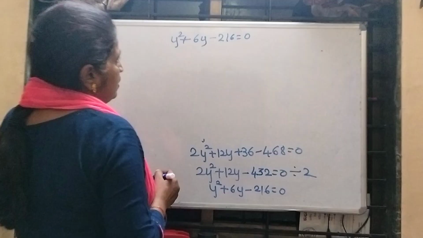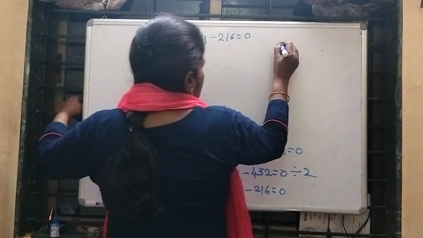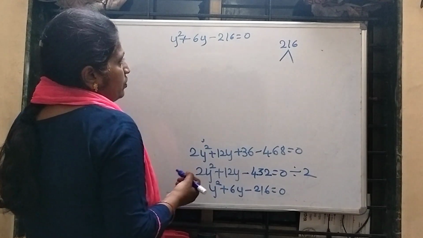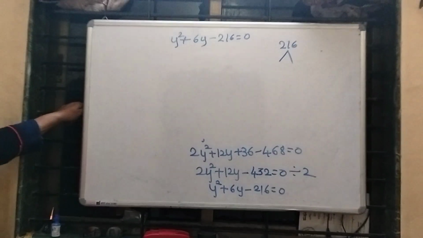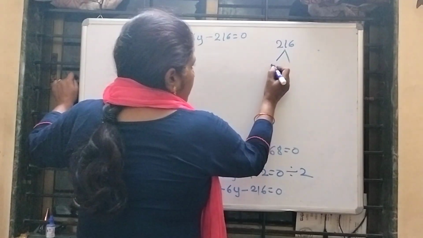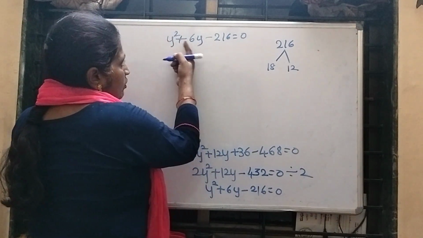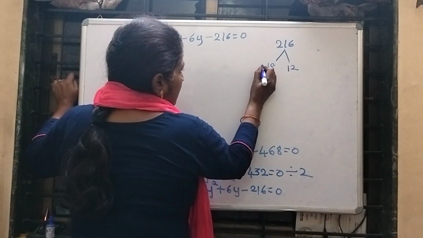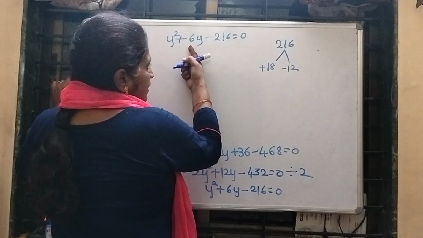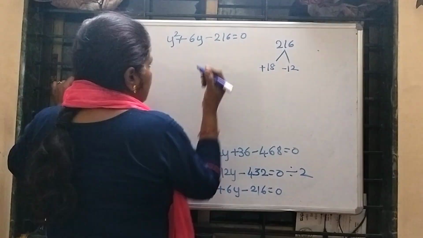Now you have to search for the factors. If you multiply, you should get 216. If you subtract, because here it is minus, you should get 6. Yes, children, 18 into 12 you will get. Because here it is plus, the greater number becomes plus and the smaller number becomes minus. 18 minus 12 is 6, 18 into 12 is 216, plus into minus is minus.